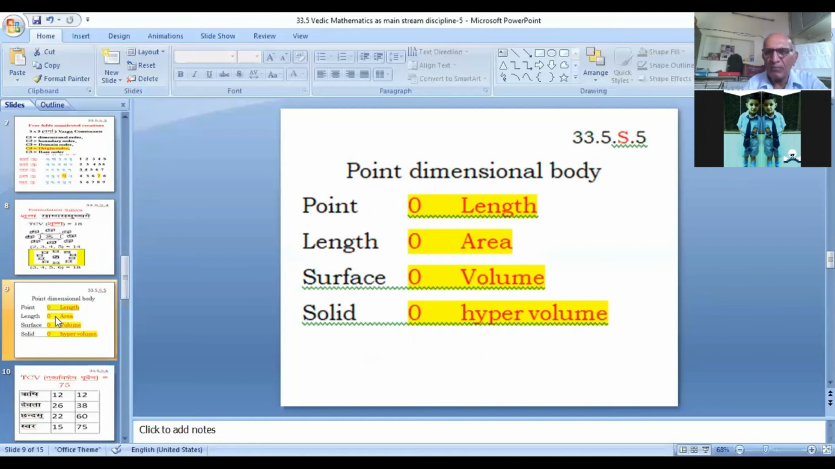point dimensional bodies. Point is of zero length. Length is of zero area. Surface is of zero volume. Solid is of zero hypervolume. It is this phase and stage of a body as a point body being of a zero value getting superimposed upon the zero body of the lower dimensional order body, and it is this compactification phenomenon.